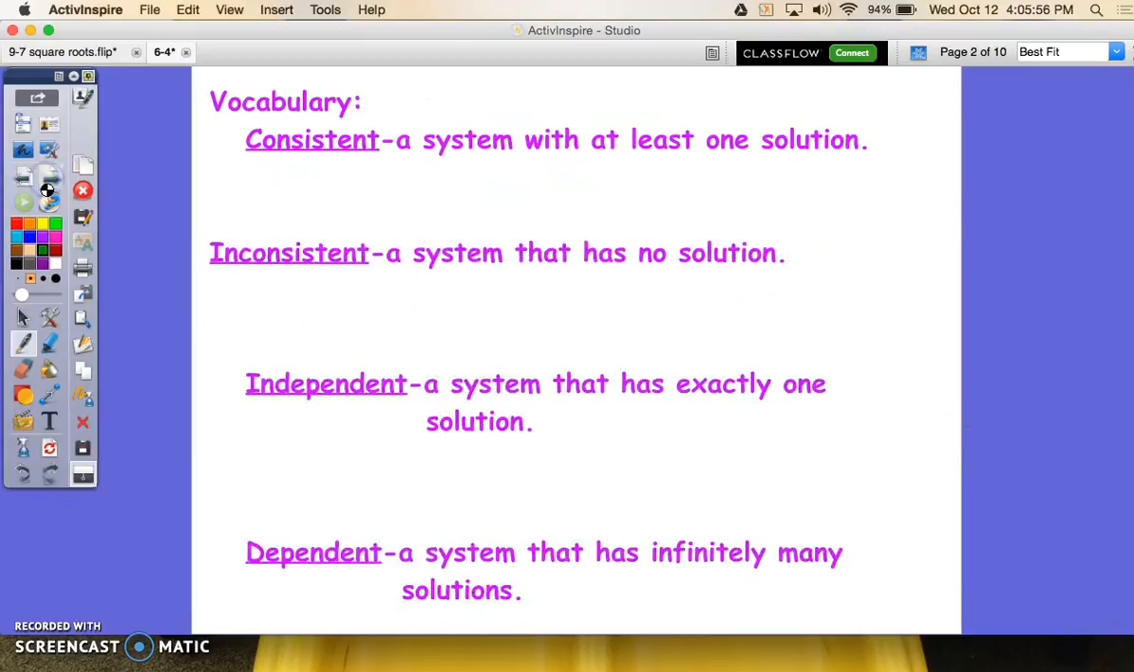Let's take a look at some vocab for today. I have consistent, a system with at least one solution. I have inconsistent, a system that has no solution. I have independent, a system that has exactly one solution, and dependent, a system that has infinitely many solutions. So take a few moments, look over those, and we're going to do a little oral quiz right now.